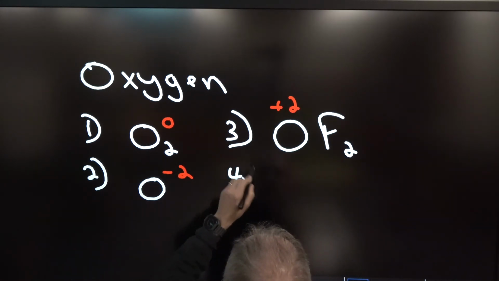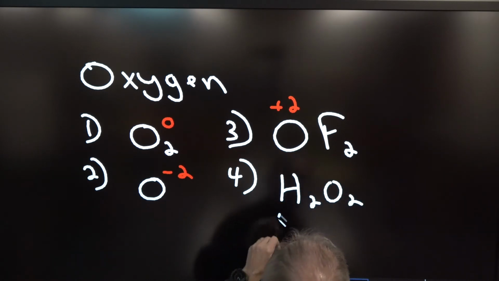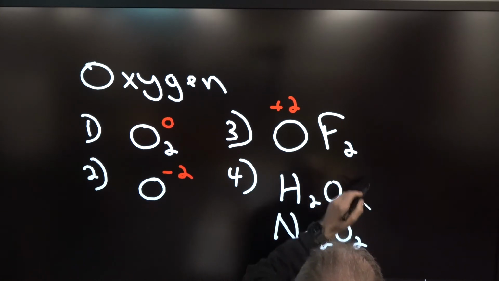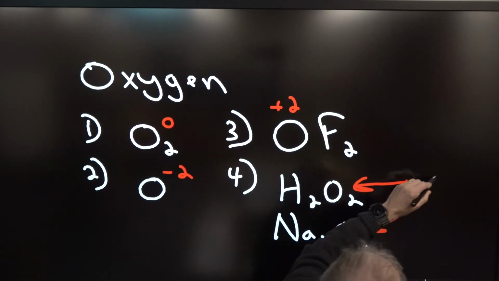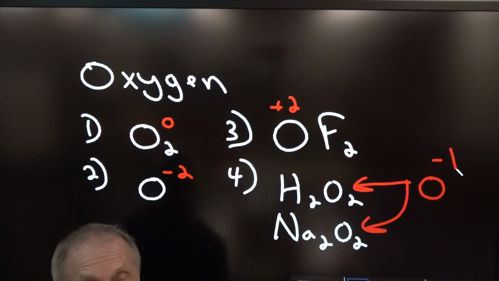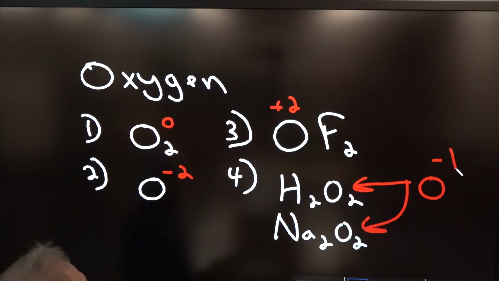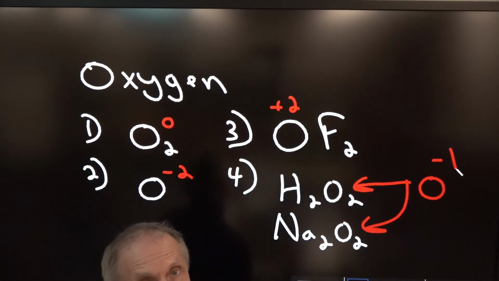Number 4, H2O2 or Na2O2. The oxygen in both cases, O is a -1 charge, and that's a peroxide. So the 4 charges for oxygen: neutral if it's diatomic, -2 almost always, +2 if it's with fluorine, and if it's a peroxide, it's a -1.